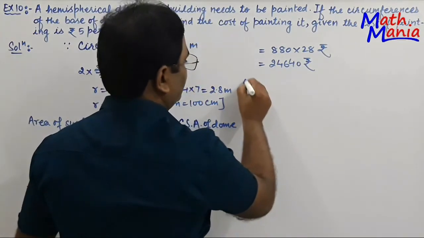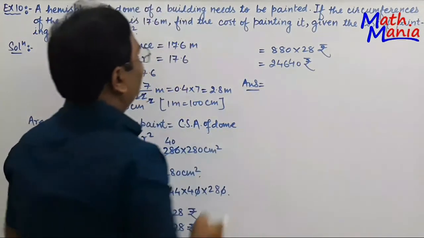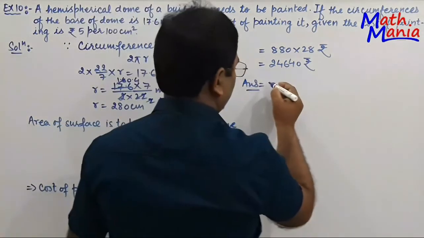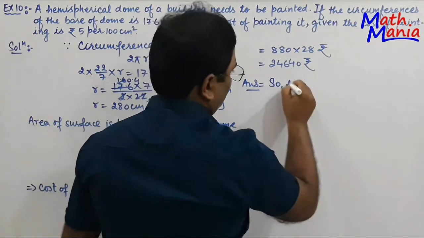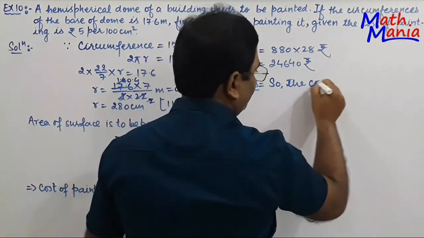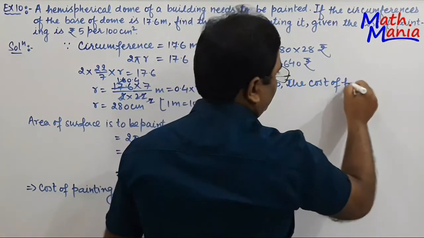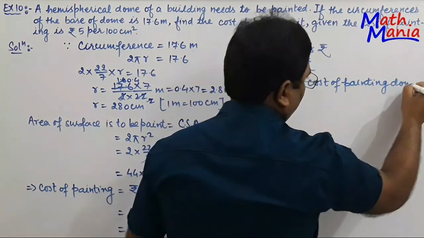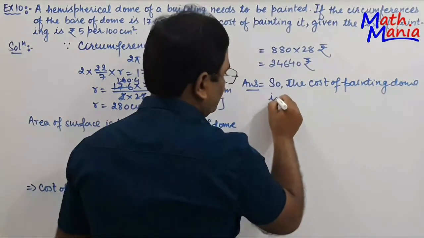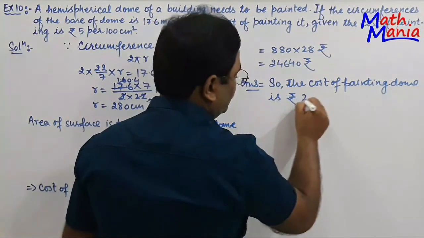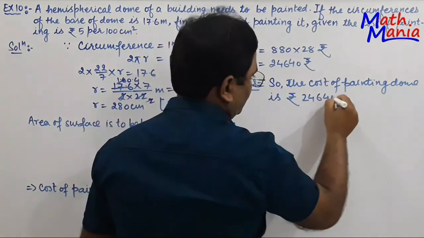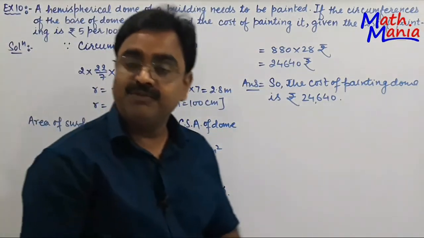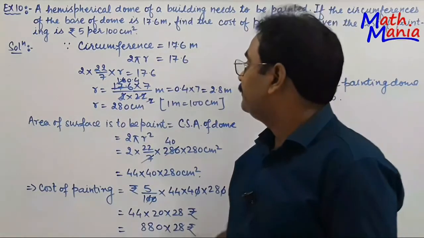So our required answer will be, what? That answer will be the cost of painting this dome is ₹24,640. Right friends?